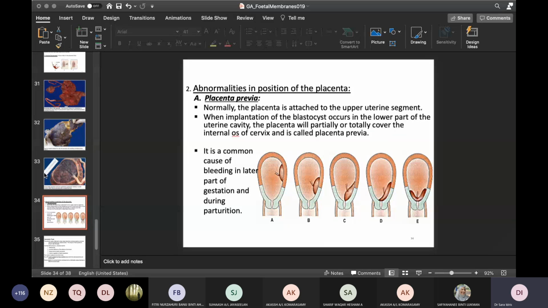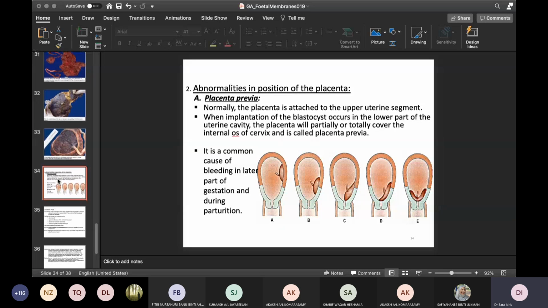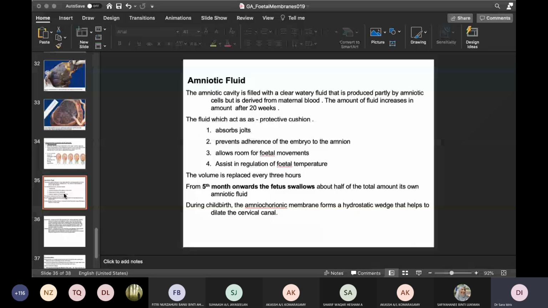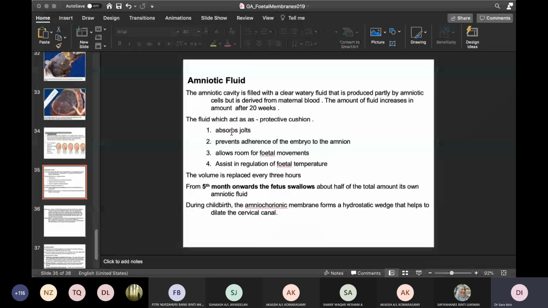So if you have the worst form of placenta previa, then usually the baby needs to be delivered via cesarean section. So this can be diagnosed during antenatal follow-up, okay, antenatal screening. All right, so amniotic fluid.